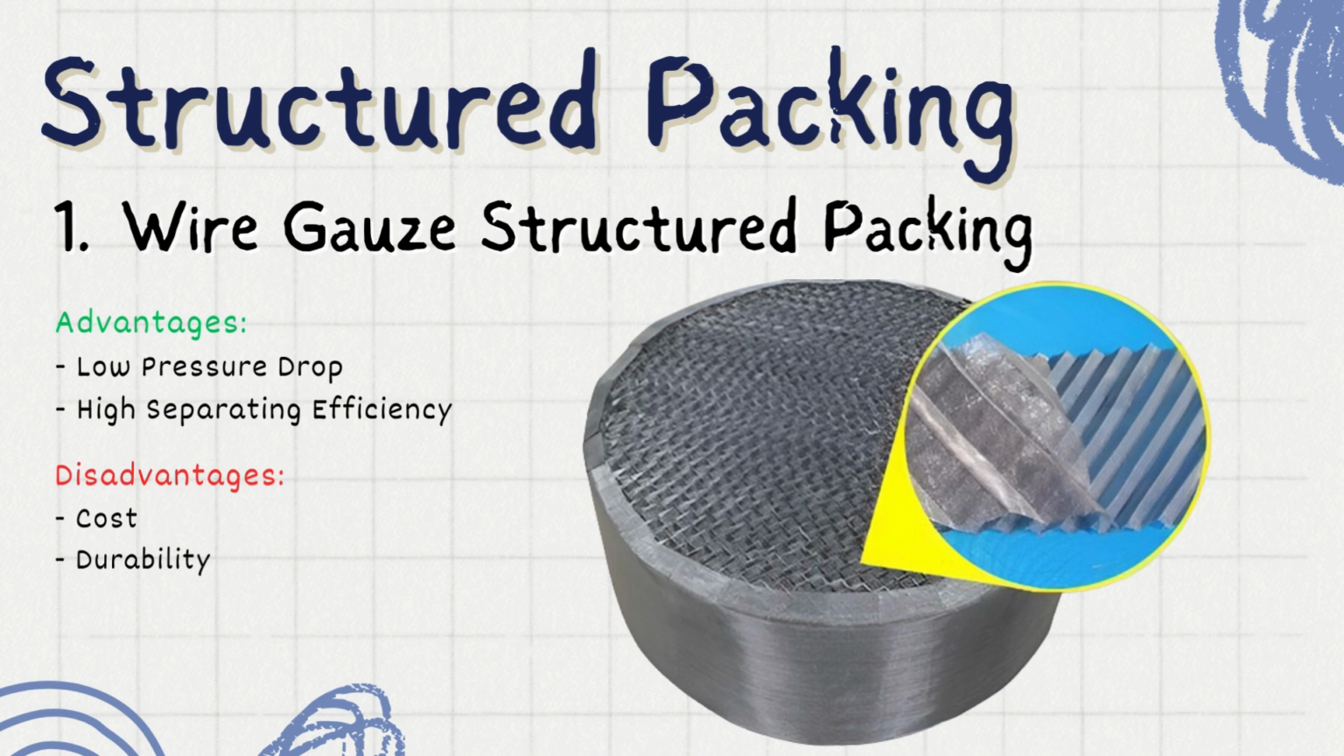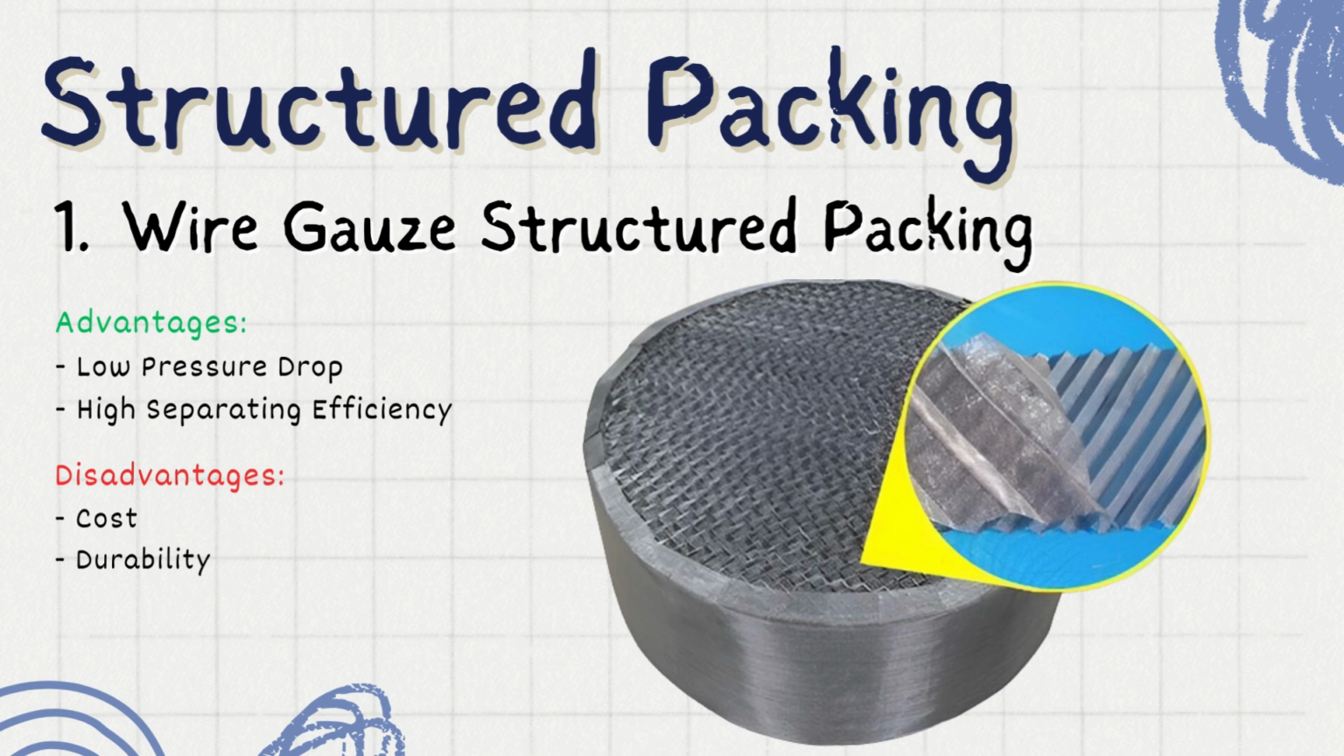Wire gauze structured packing is made up of various types of metal wires such as stainless steel, monel, or copper woven into wire gauze, which you can clearly see in the photo. It is known for its low pressure drop and higher separation efficiency. And this type of packing makes it ideal for precise and vacuum distillation processes. So guys, this was in brief about wire gauze structured packing.